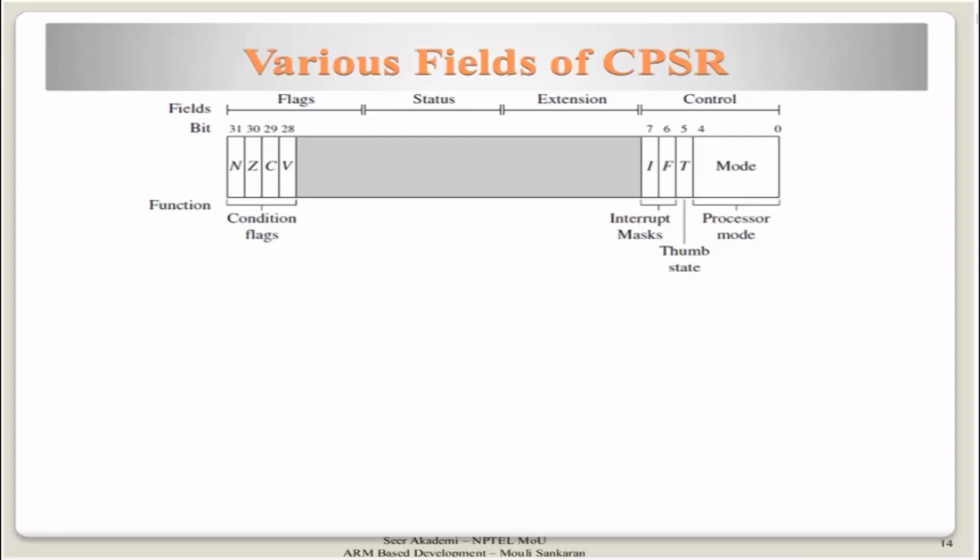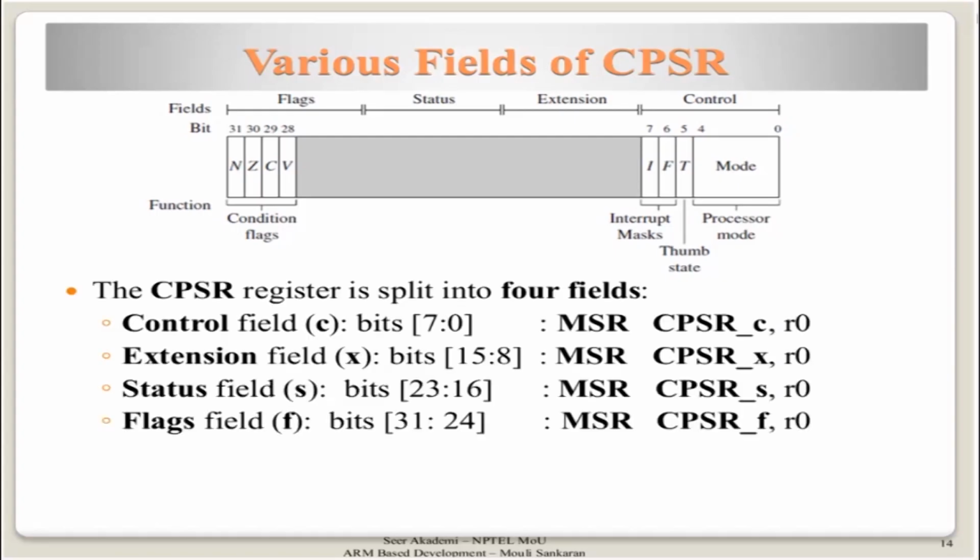So now you know this bit position. This is the mode, whether it is user mode, system mode, or supervisor mode. This is thumb mode, which we will cover later, and if this is set, it means that interrupts are disabled. So this is the condition flag, which you are all familiar with. If you want to access any part of these 8 bits, you can do it using these kinds of special strings.